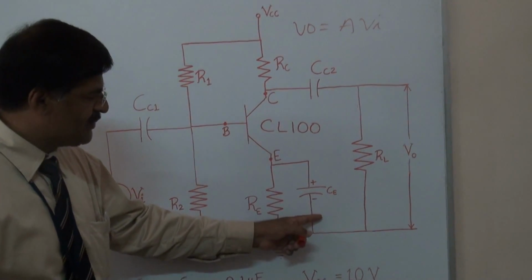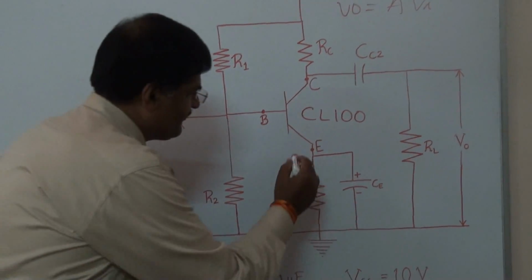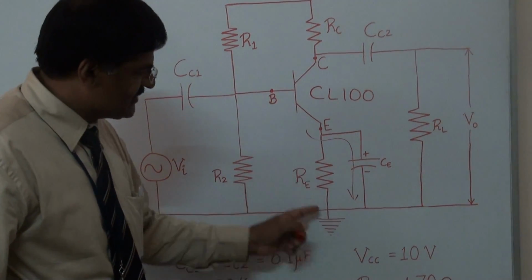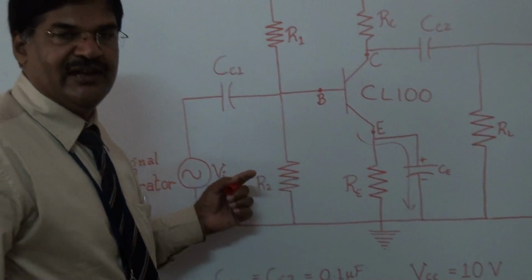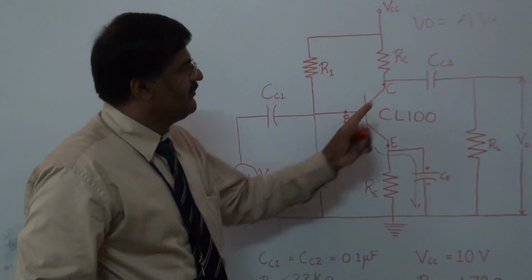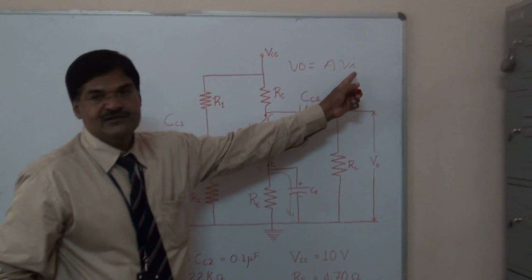When we use this bypass capacitor, AC will start flowing to the ground through this capacitor. That means there is no AC drop, there is no negative feedback, and our input will not be reduced. When input is constant, output is also constant.